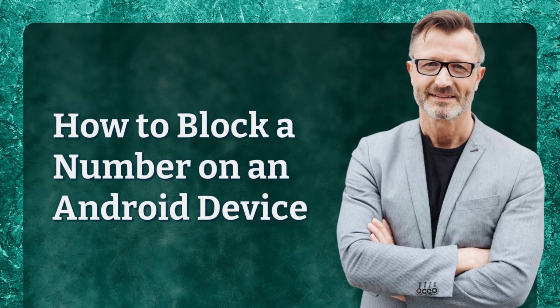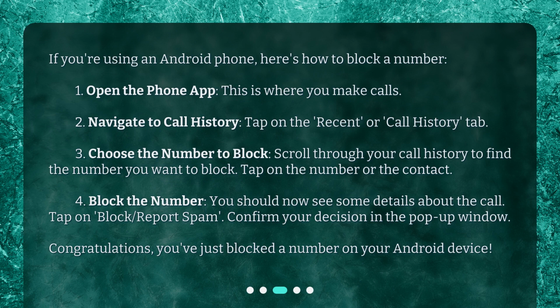How to block a number on an Android device. If you're using an Android phone, here's how to block a number. 1. Open the phone app. This is where you make calls. 2. Navigate to call history. Tap on the Recent or Call History tab.